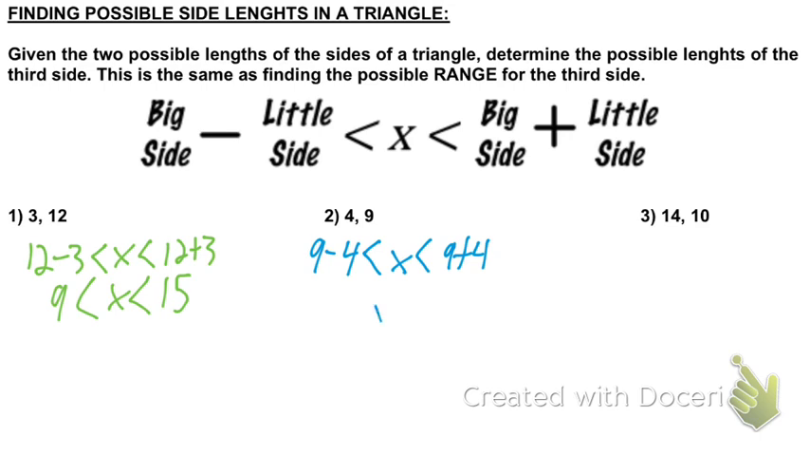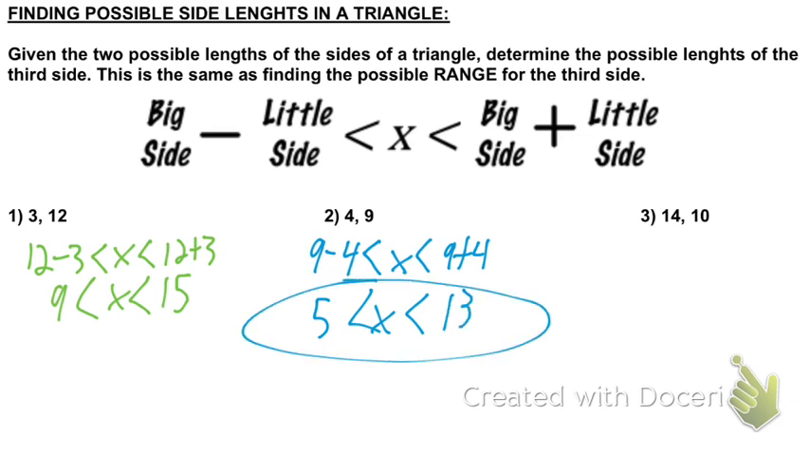So what are the two numbers x has to be between? 5 and 13. So it could be like 5.01, or 8, or 9, or 10, or 11, or 12, or 12.9. But it couldn't be 13. So this works as an answer to the problem.